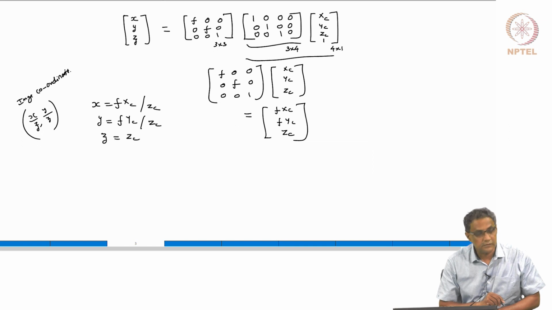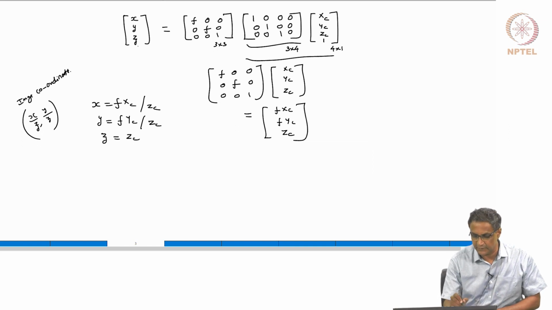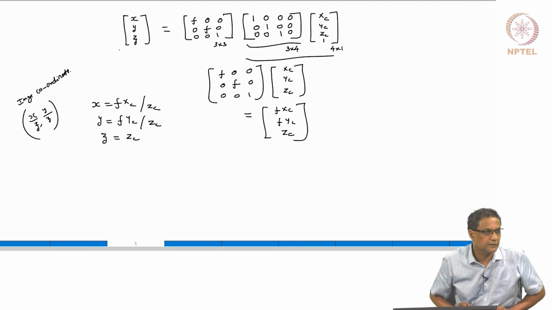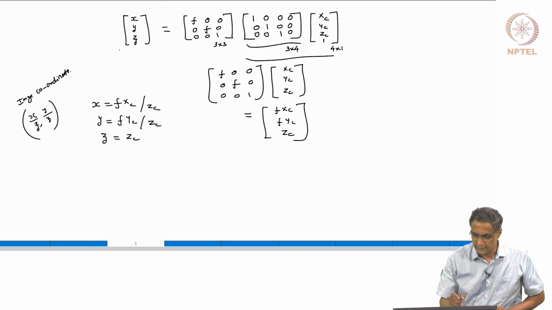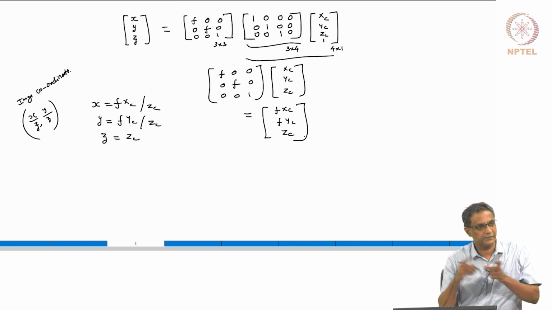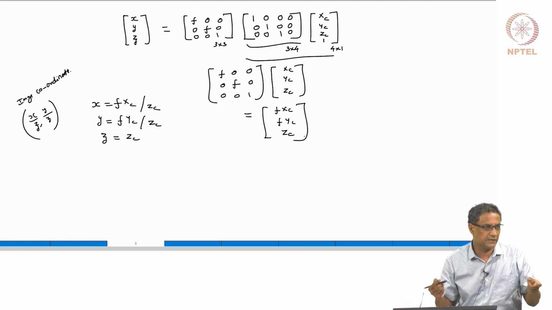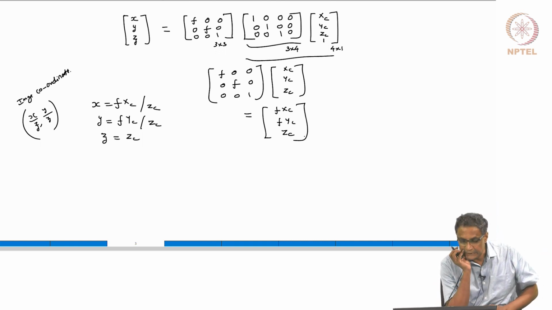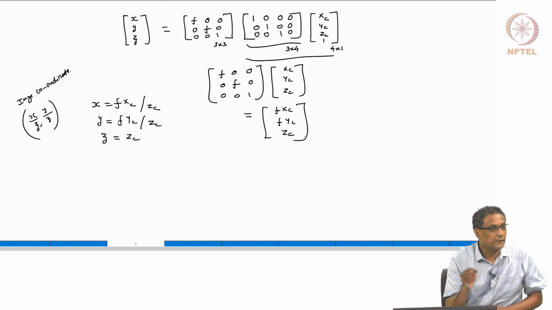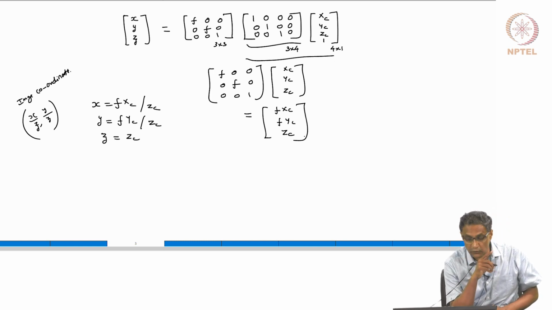No, small z is not f. Small z is simply this representation of the 2D coordinate in terms of its homogeneous form, and that will be equal to capital ZC, because you have to scale by that. I mean, you have fxc and you have to scale that by zc to get your small x. You need to get your small x and small y.